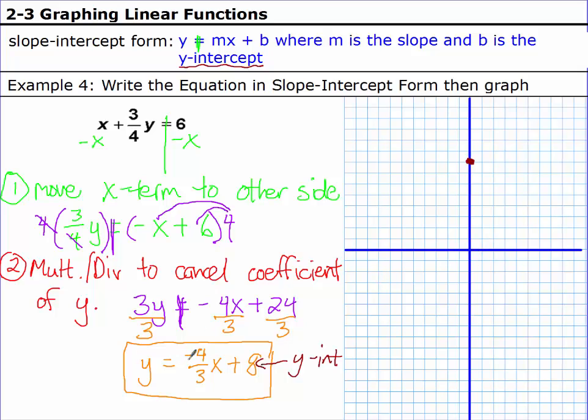Okay, then I can use my slope. That's why this form is so good. It gives us exactly what we need, a point and a slope. So from my point, go down 4 because it's a negative 4, and right 3 because it's a positive 3. I can do it again. Remember, you can always do the opposite. You can go positive 4, negative 3. That works out the same way.